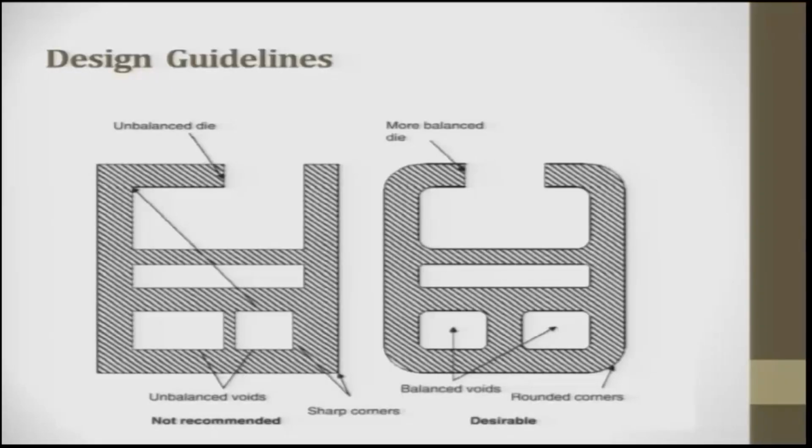So, this is called an unbalanced die. This is called a balanced die. This is desirable, this is not desirable. Sharp edges are never desirable in punching operation. It is always good to have a filleted radius, because when it is piercing, making a die is also a challenge. If it has to be punched, you have to have a punch which is square, and making a square geometry is a little difficult. So, if you can make a filleted one, the sharp edges can be avoided.